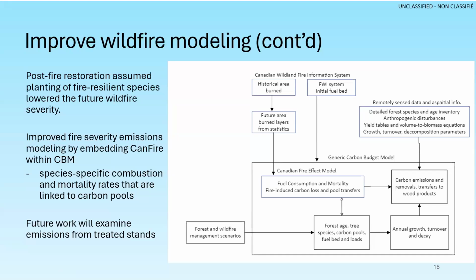Now, we really like this flexibility. And CAN-FIRE has been linked with CBM previously. It just hasn't been linked inside a module. But having the dynamic landscape in the carbon budget model means you understand the fuel loading and can pass that to the fire model. So it's a way to link a fire model and a carbon model.